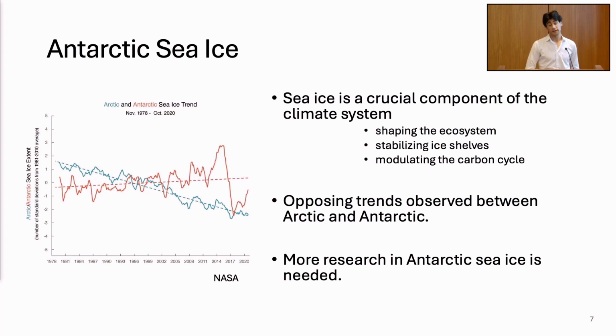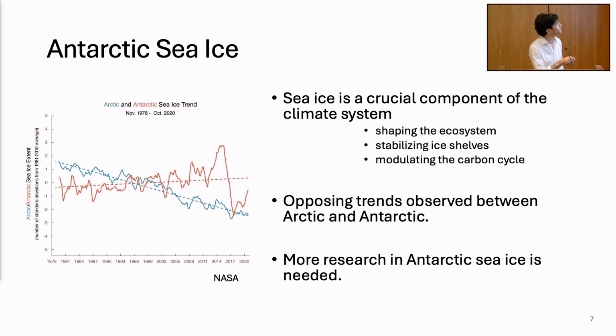In the Antarctic, sea ice is a very crucial component of the climate system. It helps regulate gas fluxes and heat fluxes. It's very important for stabilizing the ice shelves, and of course, it's also very important in shaping the ecosystem. There has been a significant and constant decline in Arctic sea ice extent, which Trevor touched on earlier. However, in the Antarctic, we've actually seen kind of opposite trends.